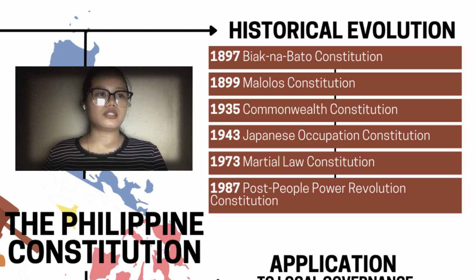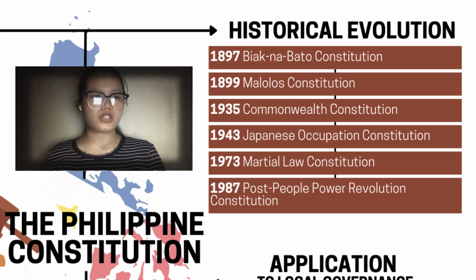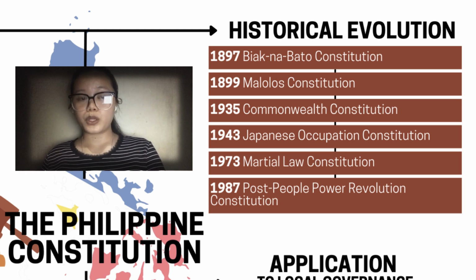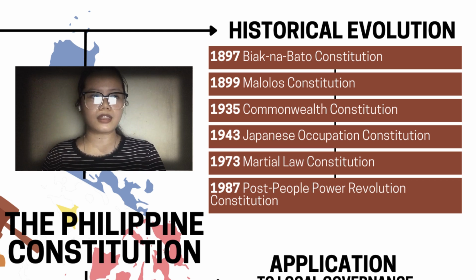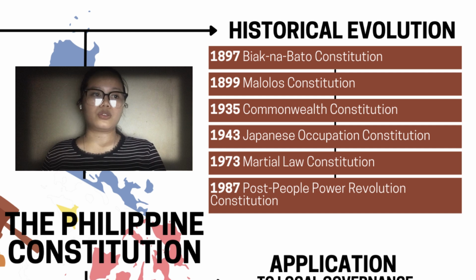The 1942 Constitution, of the Japanese occupation, was nullified during World War II. From then, the 1943 Constitution was utilized under the rule of President Jose P. Laurel, and it marked a significant but controversial period in Philippine history as it was drafted under the influence of Japan, which had invaded and occupied the Philippines after the fall of Bataan and Corregidor in 1942.